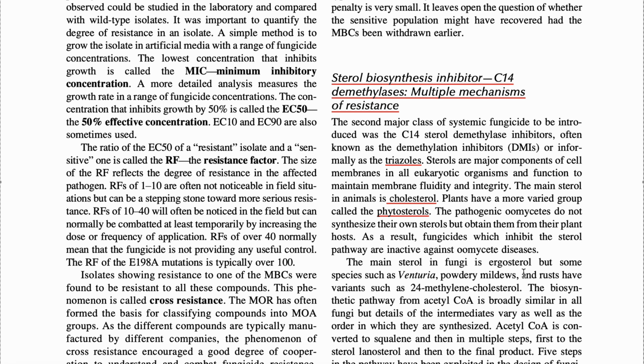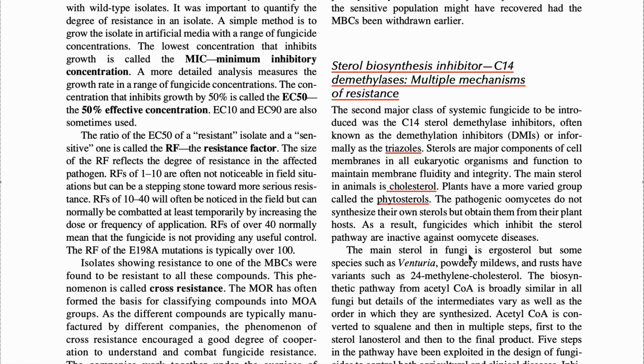Remember this: the fungicides which inhibit the sterol pathway are inactive against oomycete diseases. So there are many oomycete diseases, caused by pathogens such as Pythium and Phytophthora. So this sterol fungicide will be ineffective against such diseases. The main sterol in fungi is ergosterol. But some species such as Venturia, powdery mildew and rust have variants such as 24-methylene cholesterol.